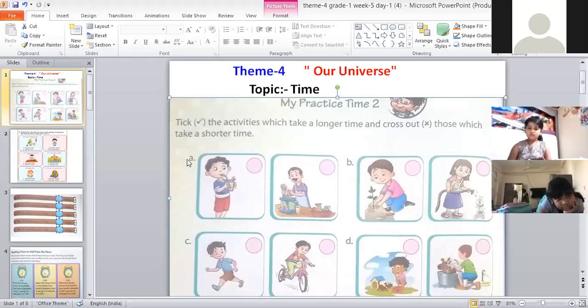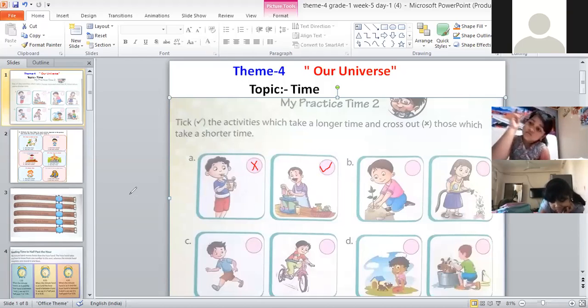So here we have to tick the activities which take longer time and we have to cross the activity which takes less time. Okay, here it has written shorter. So we have to take the activity which takes long time. So preparing the juice will take more time. So we will put our tick here, and drinking juice will take less time or shorter time. So we will cross out this first picture.